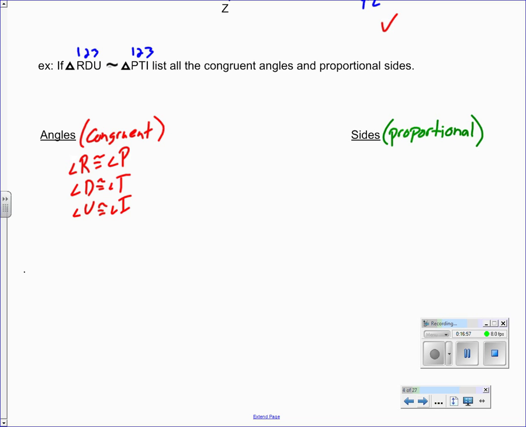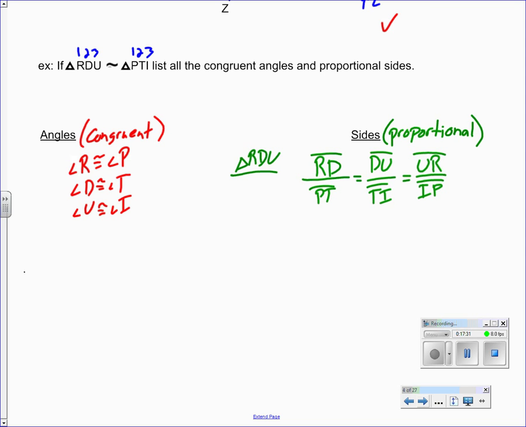For the sides, I can show that they're all proportional. If I take the side RD, that would line up with PT, and have the same ratio that DU would have with TI. It can also be the same ratio that UR has with IP. These are all the corresponding sides. All the ones on the top are sides of triangle RDU, and all the ones on the bottom are sides of triangle PTI.